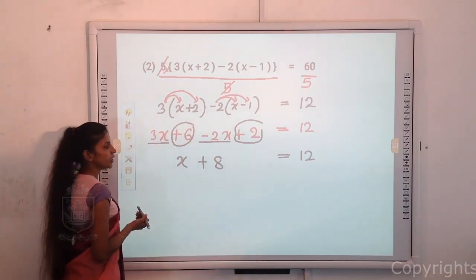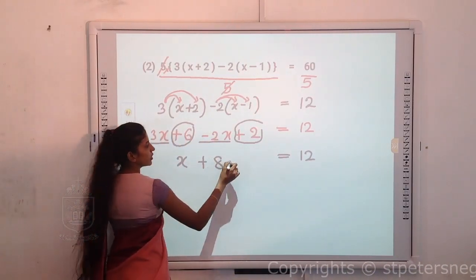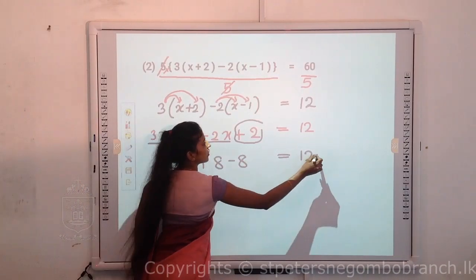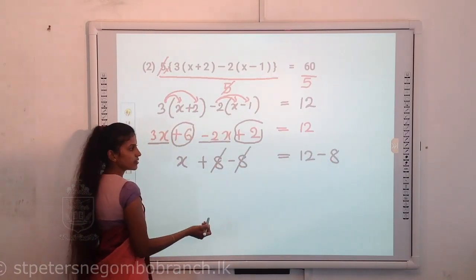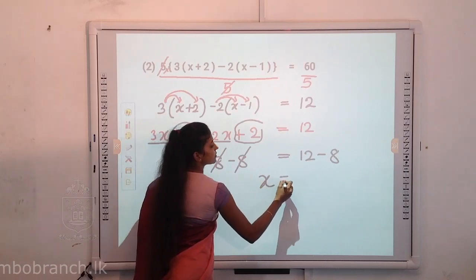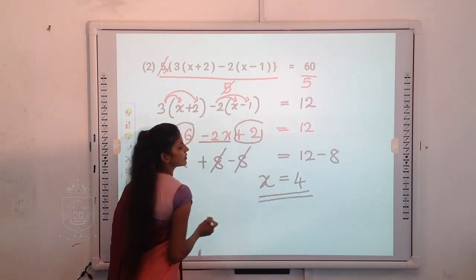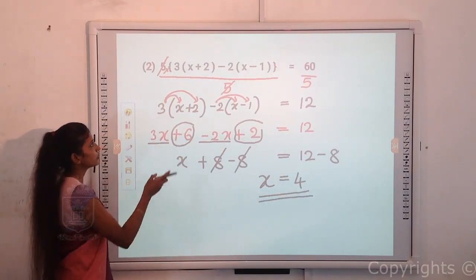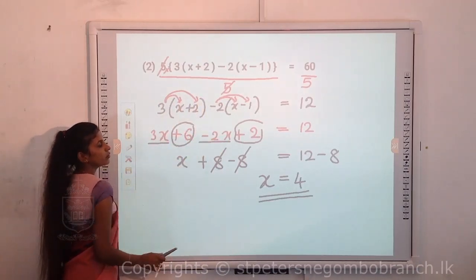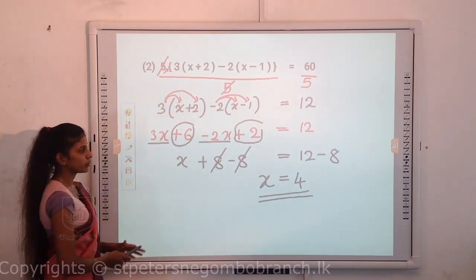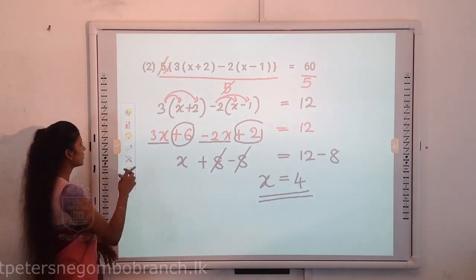Then our next step is to cancel 8. So in order to cancel 8, you have to subtract 8 from both sides. X, 8 cancel. X equals 4 is the answer. So it's very simple. First of all, you have to cancel the outermost number and remove the brackets. Then like a normal linear simple equation, you all can solve it out.